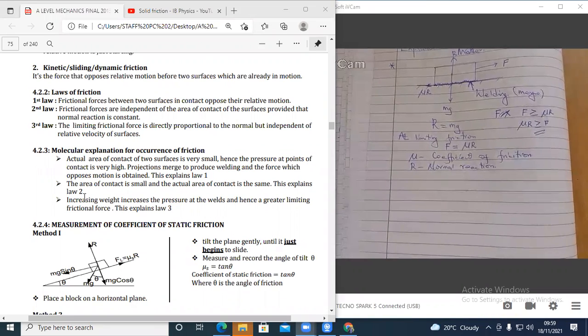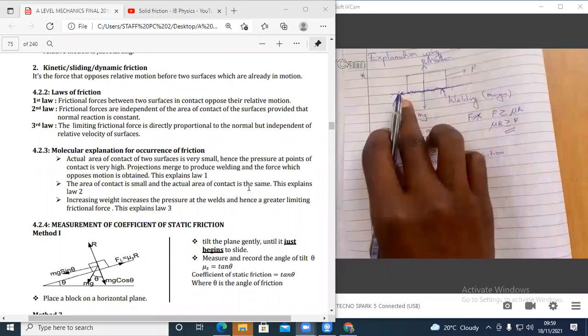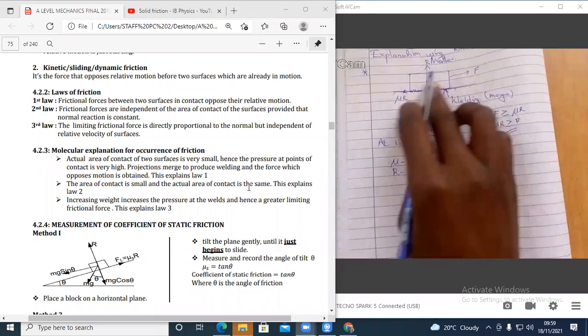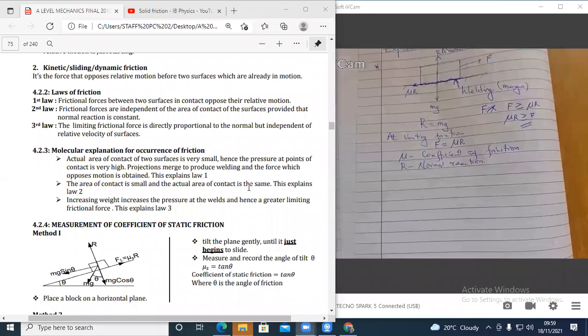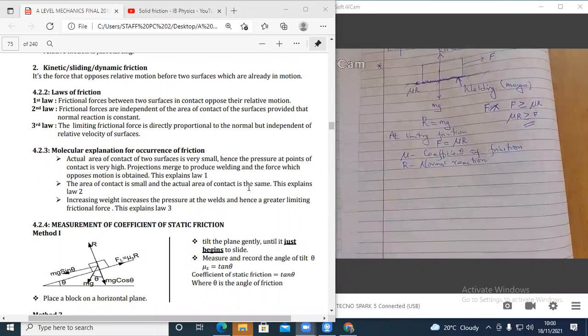What about the second one? We are saying that the area of contact is small and the actual area of contact is the same. It will not change. It will remain the same throughout. And so we say that frictional force does not depend on the area of contact. We are explaining that.